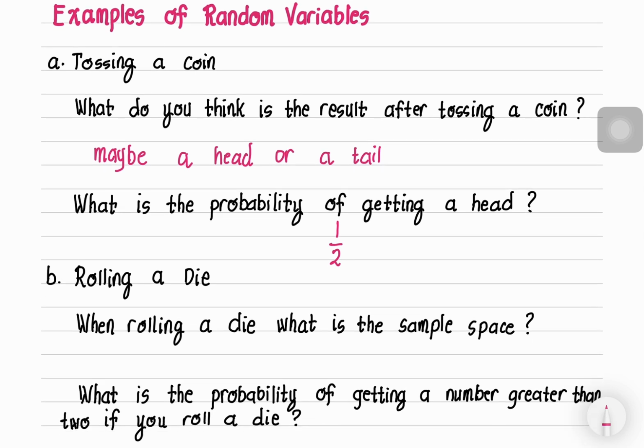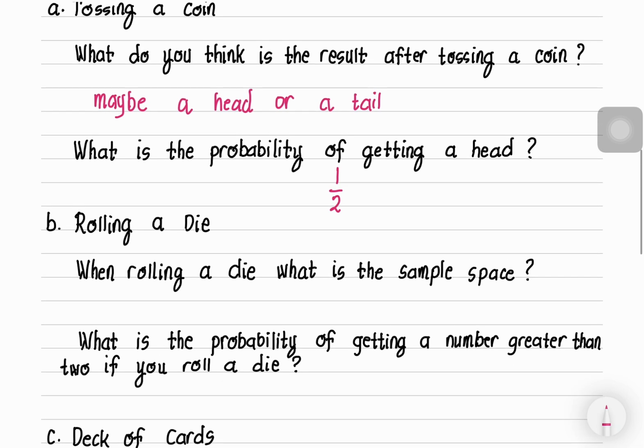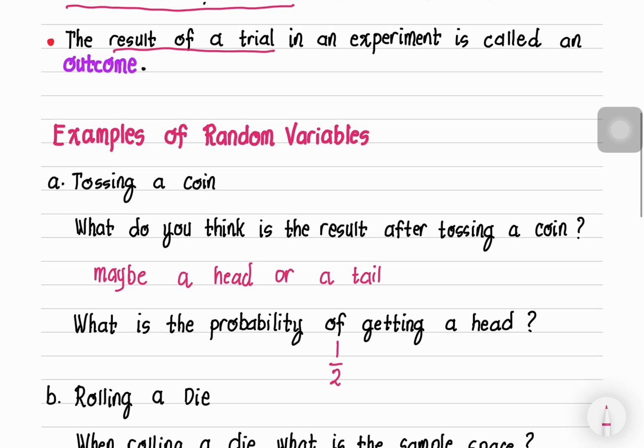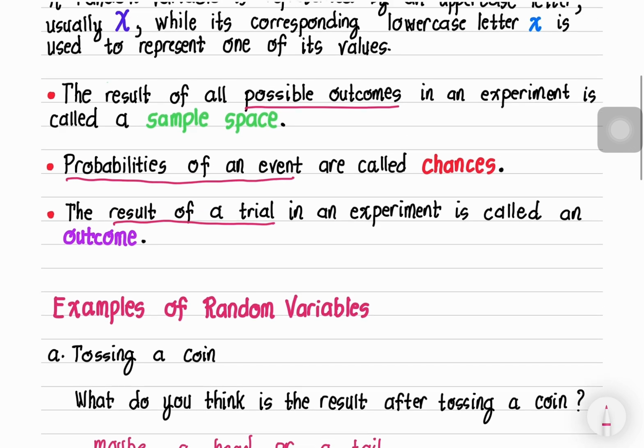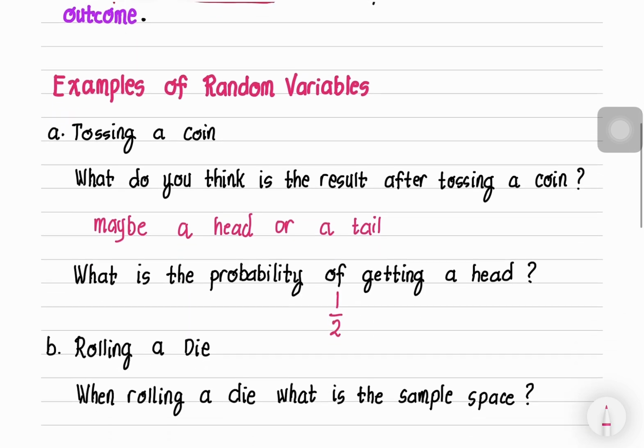Then, another example of random variables. So, rolling a die. Okay? So, kapag nag-roll tayo ng die, of course, we all know that the die has 6 faces, right? Okay. And numbers 1 to 6: 1, 2, 3, 4, 5, 6. So, when rolling a die, what is the sample space? So, ito yung tinatanong natin dito. Okay, again, kapag sinabi natin sample space, it is the result of all possible outcomes in an experiment, right?